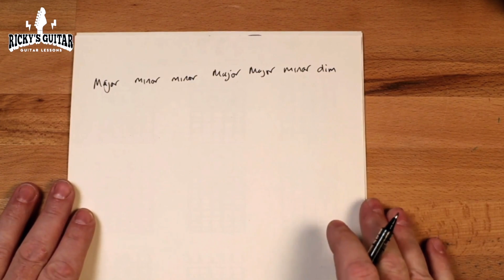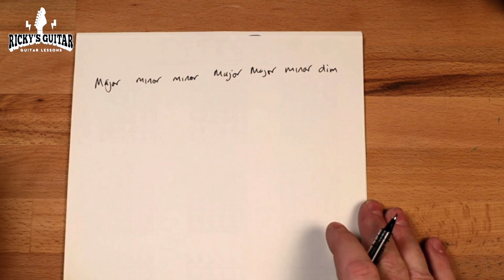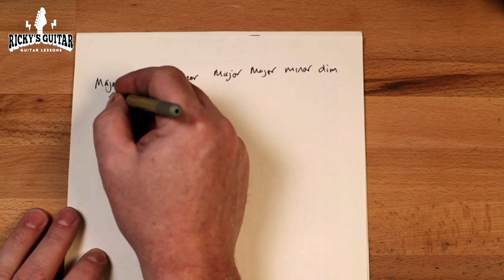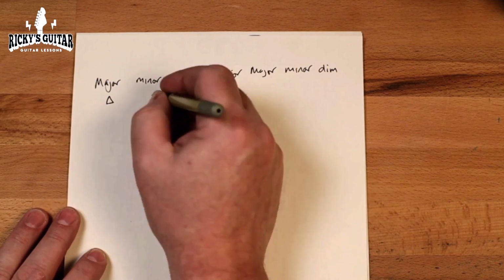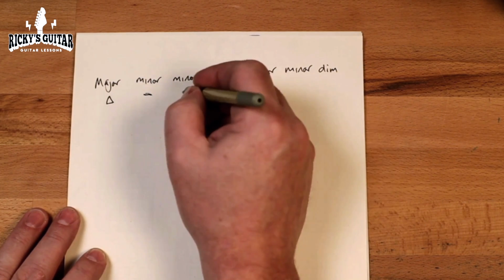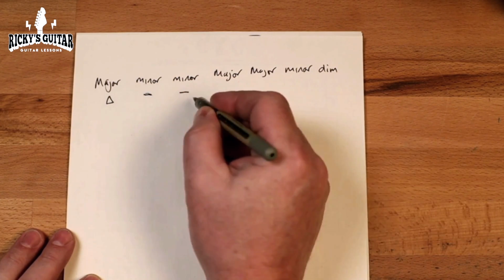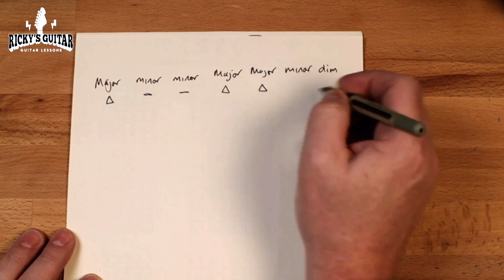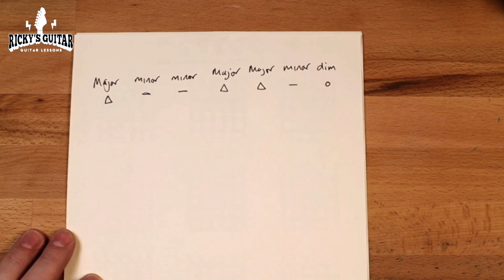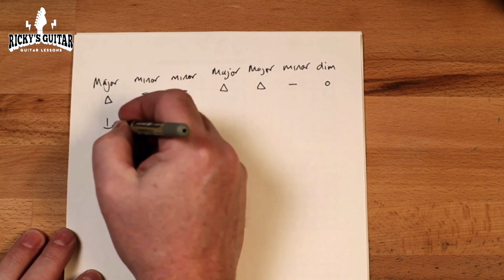We can do this as Roman numerals. I talk about synonyms for this sort of stuff. So we could do it like this. I'm going to use the delta here. Some people say to me, well, you can't use the delta because it's only for whatever. But I think of it as just major. So major, minor, minor, major, major, minor, diminished. Those are the symbols. Roman numerals, if you want them.